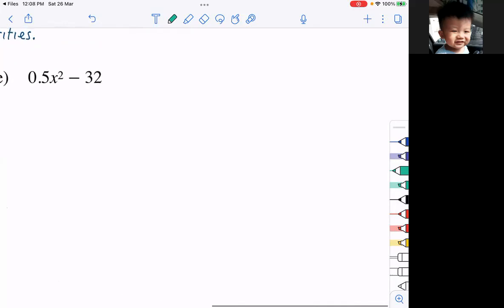E. 2 terms. Very stressful. Cannot crossbox. So look for perfect square. Is there any perfect square? 32 can be perfect square. Or 0.5. You think easy to square root 0.5? Easy to square root 32? Can try a calculator.